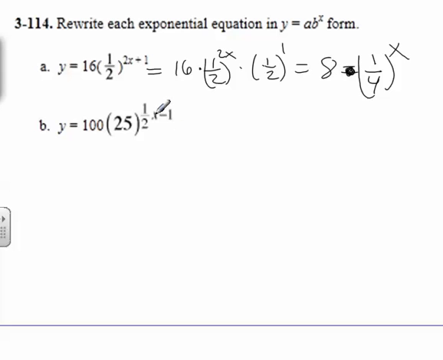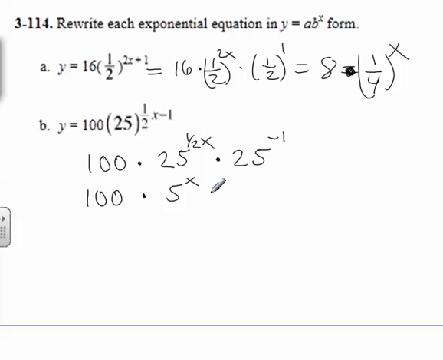Okay, I'm going to assume that this is the exponent on the 25 here, so I'm going to break this up into 100 times 25 to the half x power times 25 to the negative 1 power. Let's simplify those. So I've got 100 times, well, 25 to the 1/2. That's the same as square rooting 25. So square root of 25 is just 5. So it means 5 to the x power. And 25 to the negative 1, reciprocal, makes that 25.